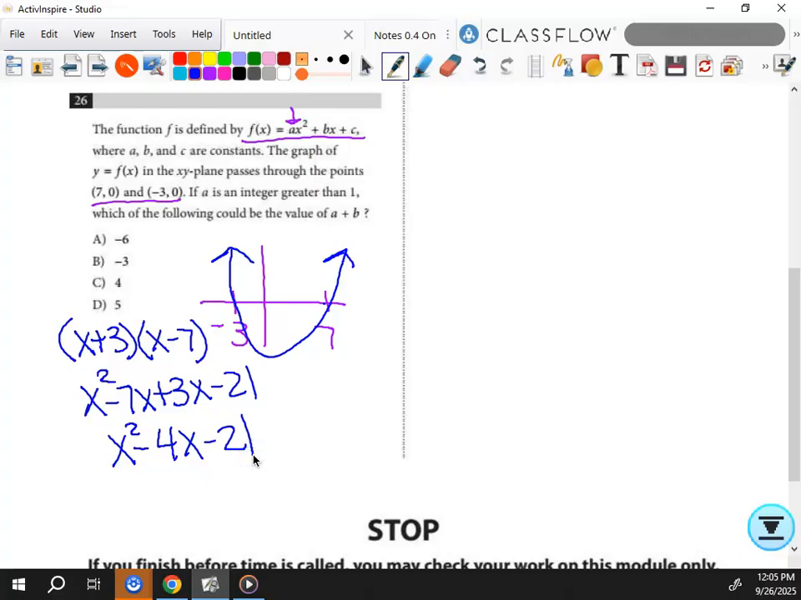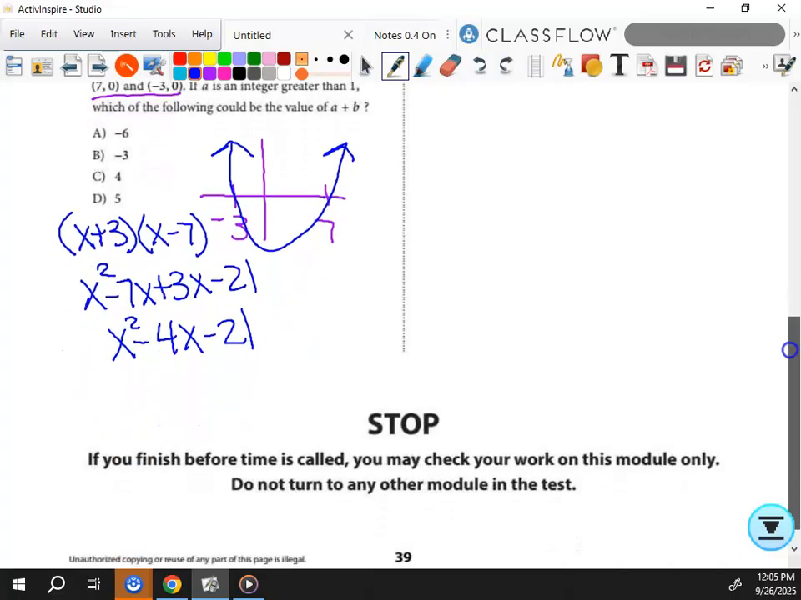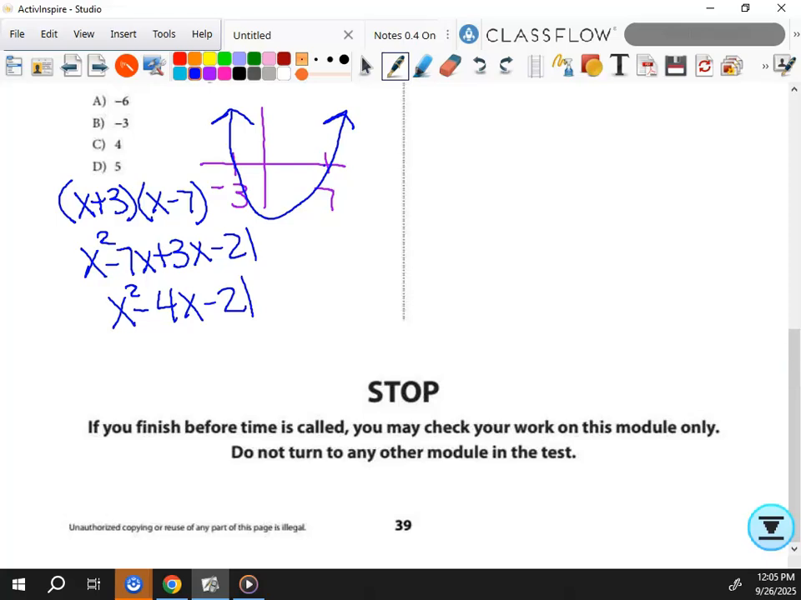Everybody with me? But this says that a is greater than 1. Right now, what I have, a is 1. And a being greater than 1 doesn't affect this. It affects this, right? And I don't know where that is anyway. So if I want to try something, a is greater than 1, let's just try 2. I can't just plop a 2 on there because then it doesn't work. The 2 basically got factored out. If I multiply that 2 in there, 2x squared minus 8x minus 42. Everybody with me? I just picked 2 because 2 is greater than 1.